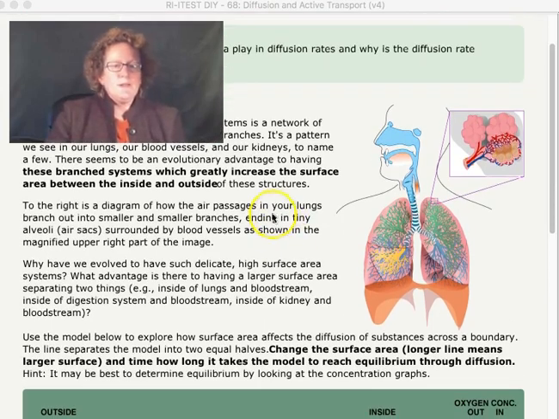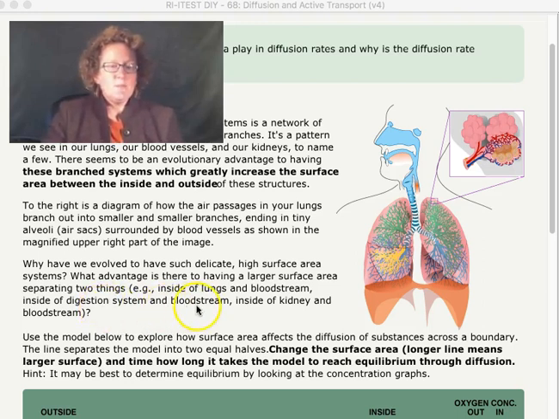To the right, you can see how the air passages in your lungs branch out into smaller and smaller branches, ending in alveoli. Why have we evolved to have such delicate, high surface area systems? What advantage is there to having a large surface area separating two things, like the inside of the lungs and the bloodstream, the inside of the digestive system and bloodstream, and the inside of the kidney and bloodstream?